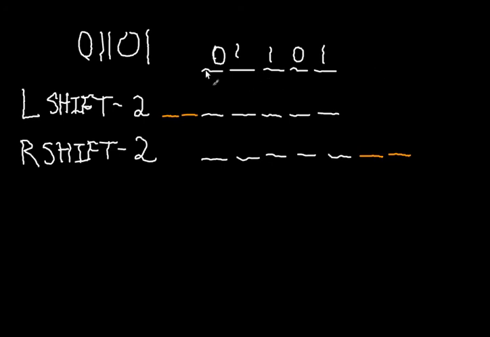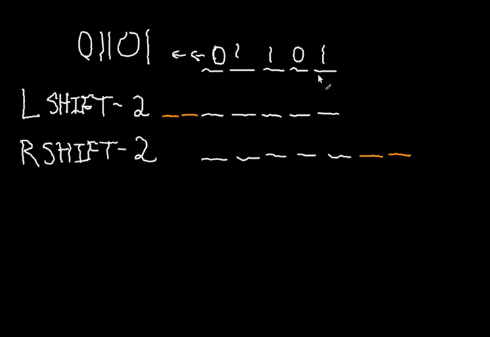However, for shifting, we've got left shift and right shift. And this number is basically how many places you shift it by. So with left shift, we basically move all of these numbers to the left. And because it's left shift 2, we do it twice. Also, ignore this orange line right now. But let's start from all the way on this end.